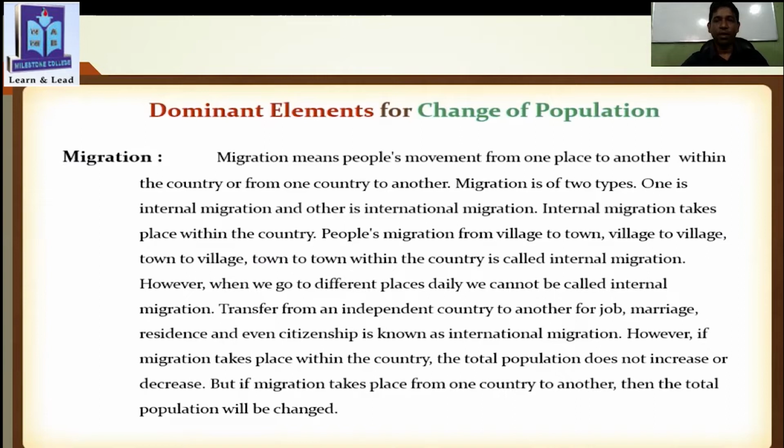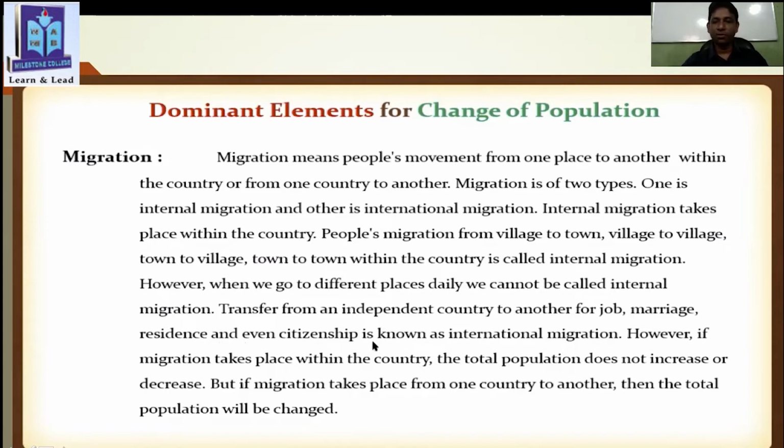Okay. So here you can see, migration that takes place within the country is internal. People migrate from village to town, village to village, town to village, town to town within the country, which is called internal migration. So you have the definition. However, when we go to a different place daily, it cannot be called internal migration. Transfer from one independent country to another for job, marriage, residence, and even citizenship is known as international migration.